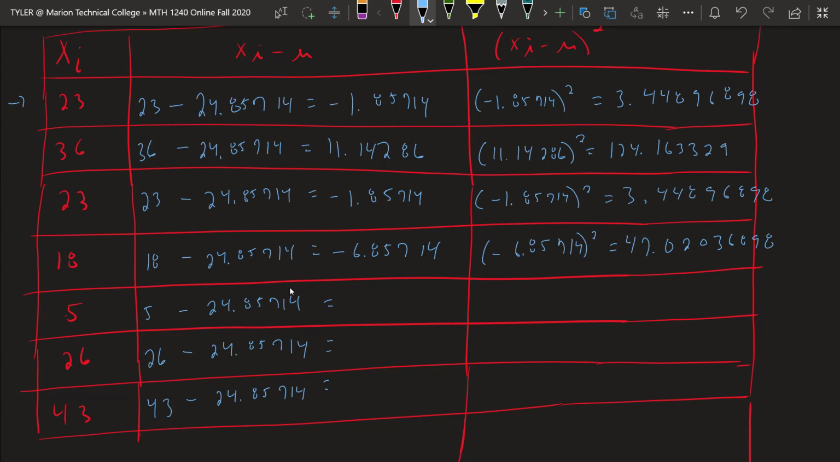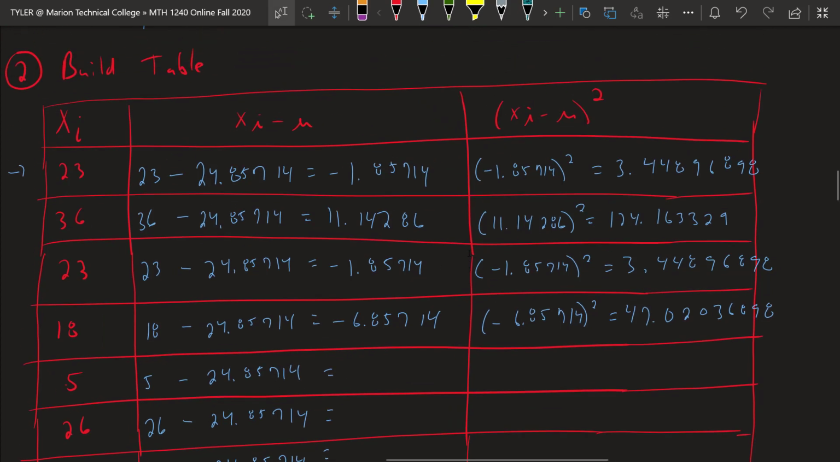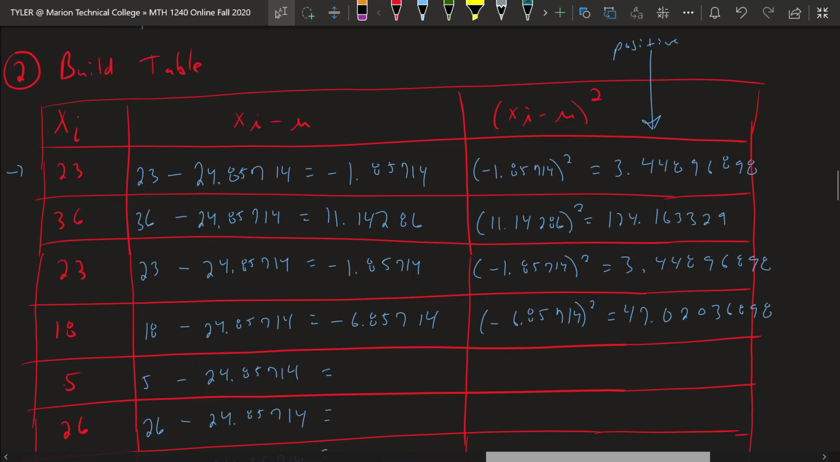47.020368898. Right? And just a word of caution where some people make a lot of mistakes is that all the numbers in this column, the answer should be positive, right? Because we're taking a number squared, right? So they should always be positive. So be careful when you're working through this, right?